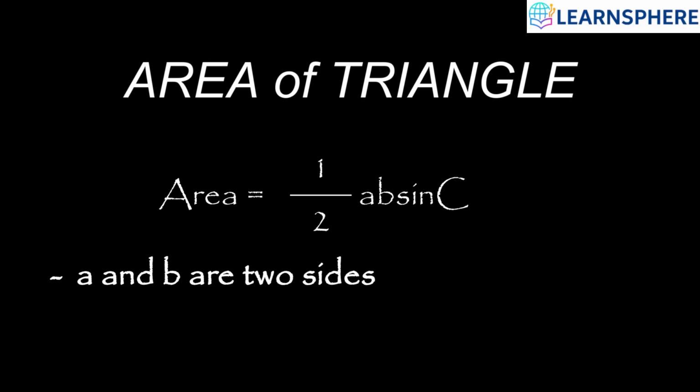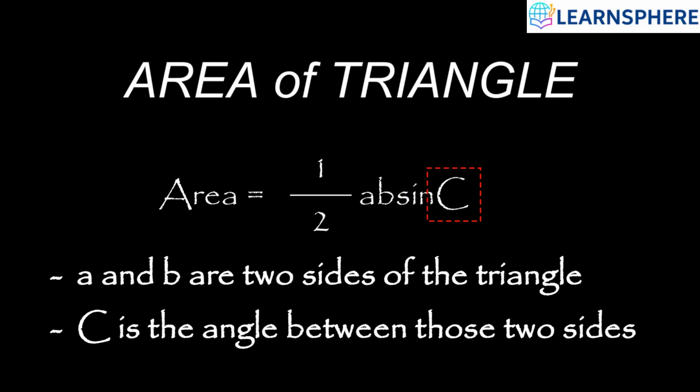The area formula of a triangle using trigonometry is equal to half ab sine C, where a and b are two sides of the triangle and C is the angle between the two sides.